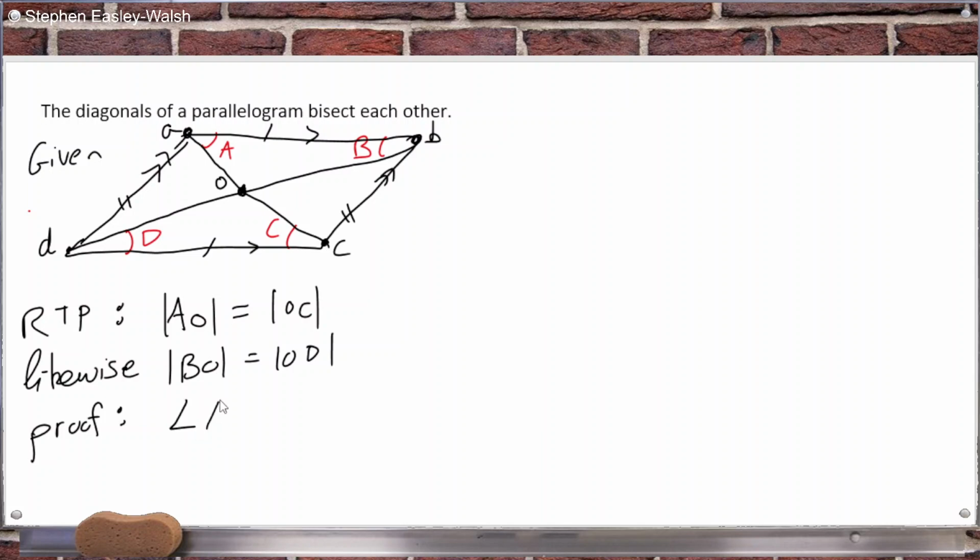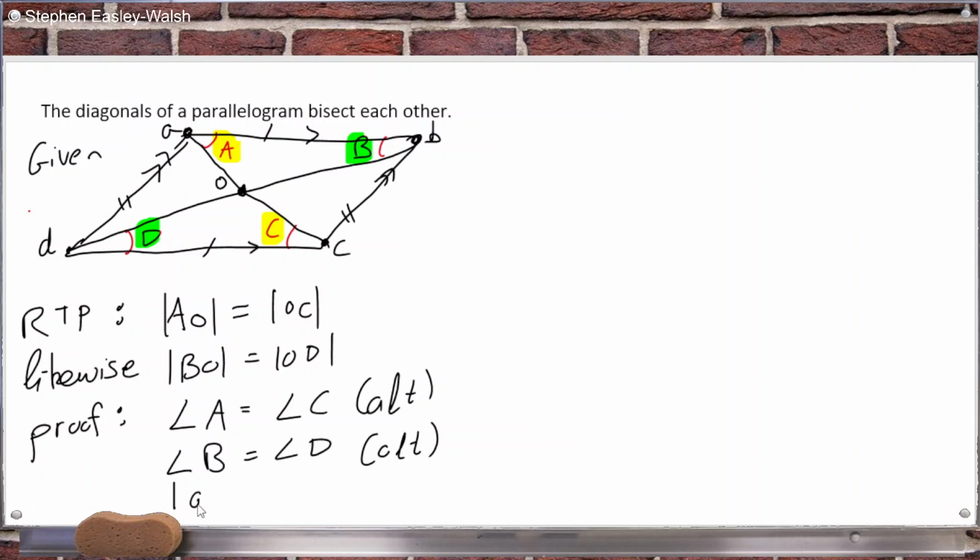Now the angle A equals the angle C because they're alternate angles. There's a parallelogram here, and likewise the angle B equals the angle D because they're alternate angles here. So what I've done is I've shown that angle A and C are the same, and I've shown that angle B and angle D are the same, and then the length AB is the length DC because it's a parallelogram. We know this.